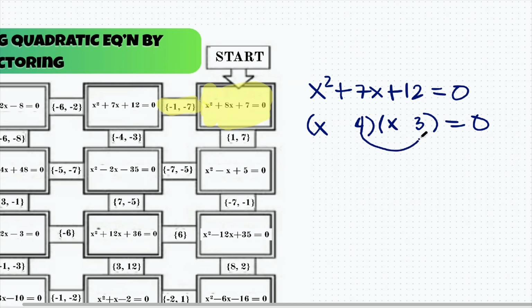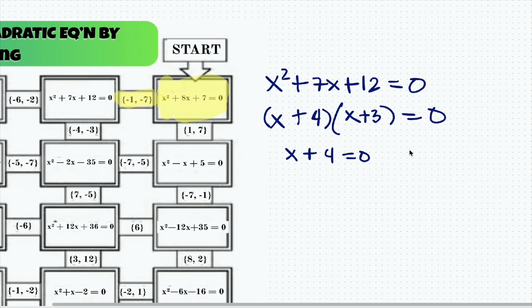4 times 3, we use the positive sign. 4 times 3 is 12. Correct. How about 4 plus 3? That is 7. So our two factors would be x plus 4 and x plus 3. We use the zero product property, equating them to 0.